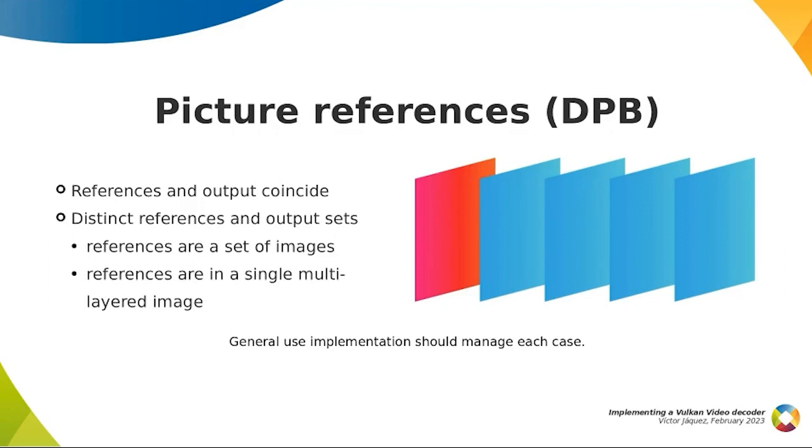So basically, depending on how your hardware or your vendor allows and how your stream is constructed, you can choose one or another. And also, you have a generic implementation. You have to query the hardware and decide what to use afterwards.